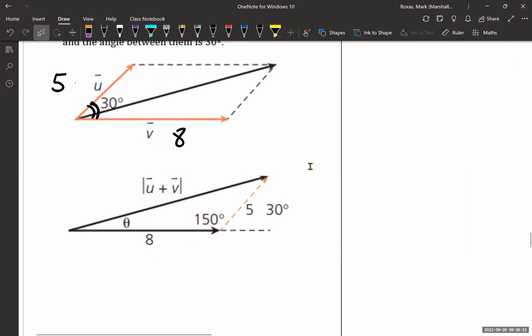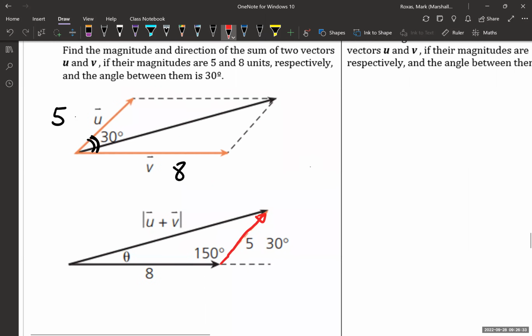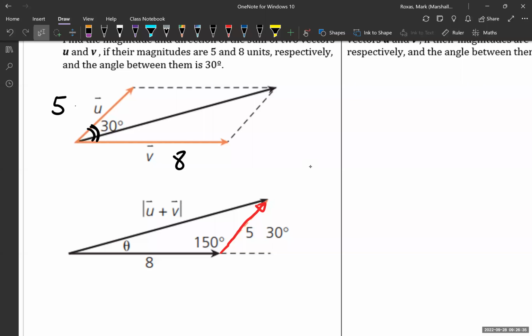And so when you draw it using the triangle law, you have to connect them head to tail. So here's vector u is 5 units, and vector v is 8 units. So they are connected head to tail. Now remember, the angle is not going to be 30 degrees when you draw that diagram. Okay, so when they are tail to tail, it's 30 degrees. But when I translate that vector over, that 30 degrees is over here.